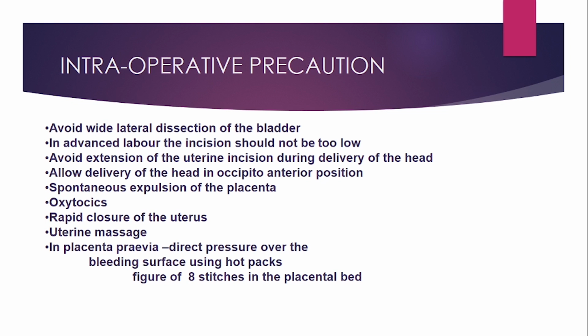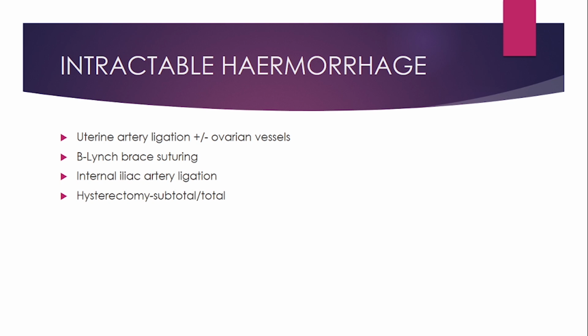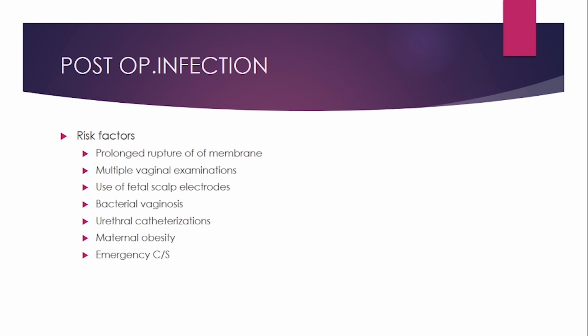Then judicious use of oxytocin, rapid closure of the uterus. Then uterine massage. Then when there's placenta previa, there should be direct pressure over the bleeding surface using hot packs. Then figure of 8 stitches in placenta bed. You underrun the placenta bed. So when there's intractable hemorrhage, we can do uterine artery ligation, B-Lynch brace suturing, internal iliac artery ligation, hysterectomy, which can be subtotal or total.